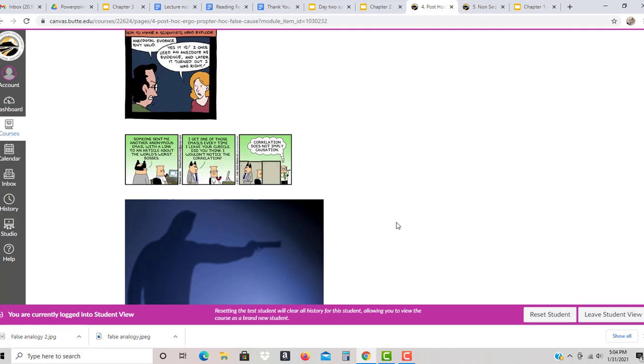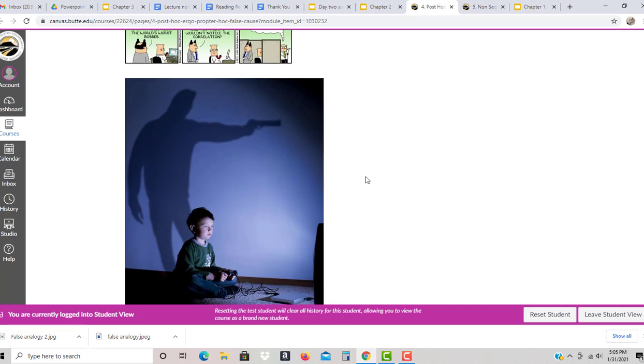We're going to do Dilbert again. They're really good at these. His boss says, "Someone sent me another anonymous email with a link to an article about the world's worst bosses. I get one of those emails every time I leave your cubicle. Did you think I wouldn't notice the correlation?" Correlation does not imply causation, right? Just because he leaves his office doesn't mean he's getting it from Dilbert. Looks like it's his coworker doing it. Correlation does not imply causation. So again, post hoc, ergo, propter hoc.